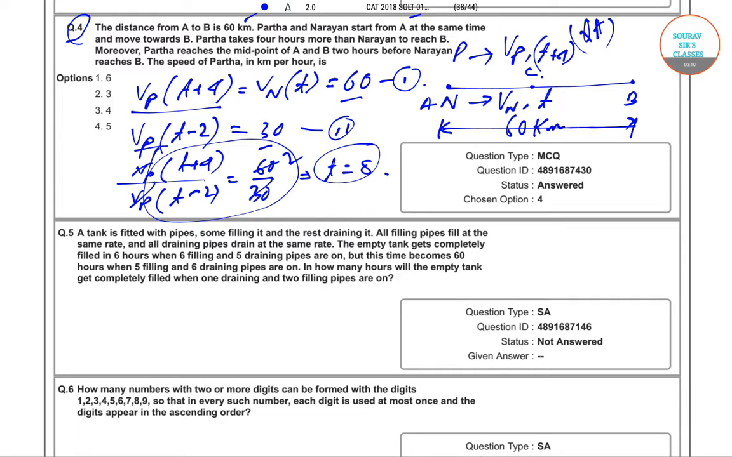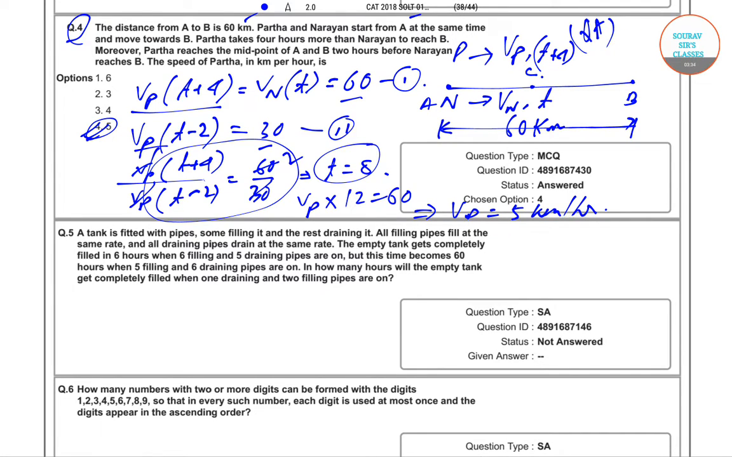If t is equal to 8, we have Vp into (8 plus 4), which is 12, equal to 60. This is from equation 1. That implies that the velocity of Partha is 5 km per hour, which is given by option 4. Option 4 is the correct option. Let us go on to the next question, which is question number 5.